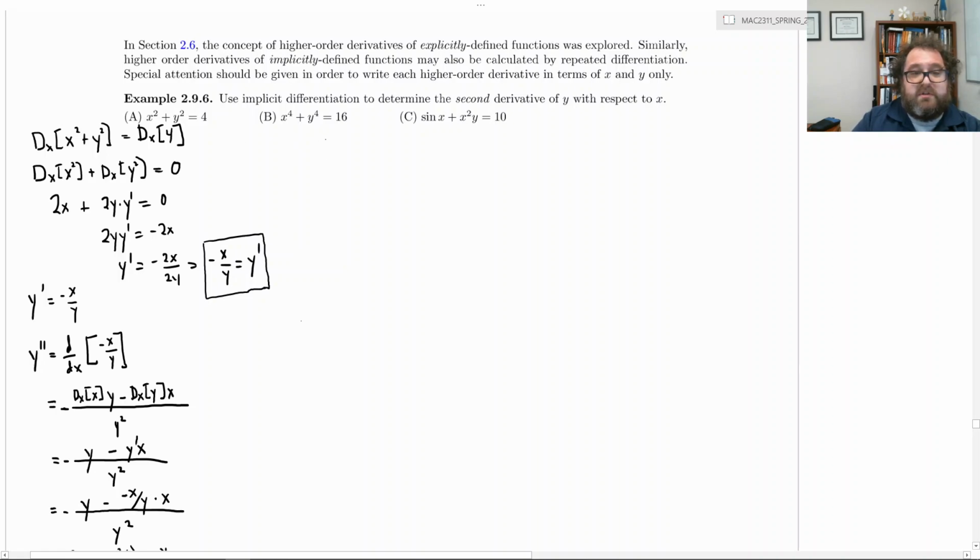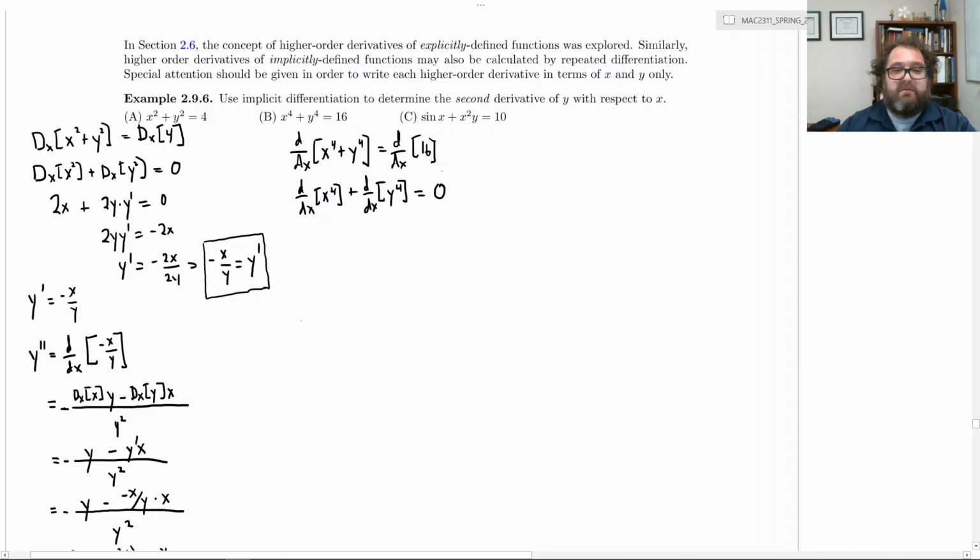We are going to differentiate both sides with respect to x. So x to the fourth plus y to the fourth equals 16, the derivative with respect to x of both sides. Okay, now of course we take the derivatives individually on that left-hand side. So the derivative with respect to x of x to the fourth plus the derivative with respect to x of y to the fourth equals, and again we can say that's 0 since that is the derivative of a constant.